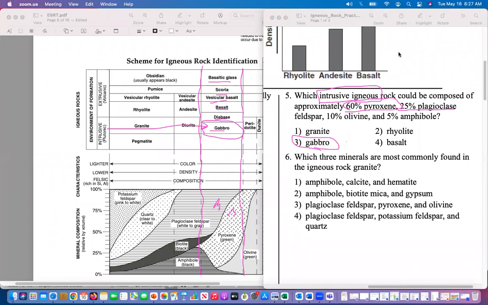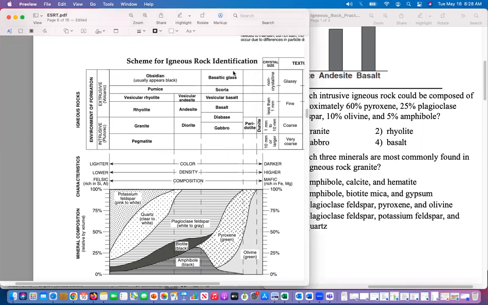And last for number 6, which 3 minerals are most commonly found in the igneous rock granite? So once again, I'm looking at page 6 of the reference tables, and I'm looking at mineral composition. All right, this chart right here is going to tell me what minerals are in the rock granite. All right, so when I look at granite and it says which 3 minerals are most commonly found, right, in granite, and so therefore, I'm going to look at what's here.